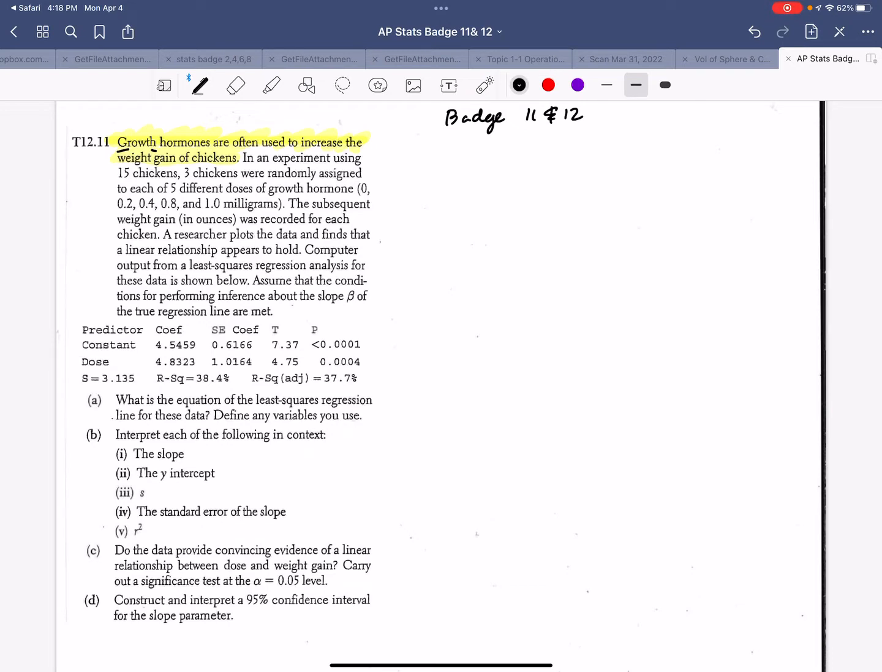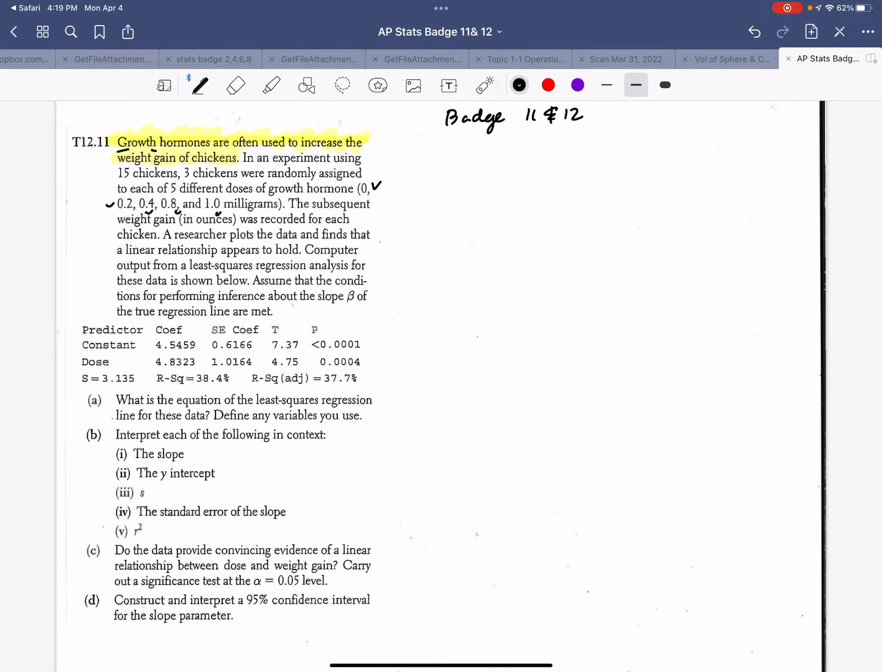So in this experiment, we used 15 chickens. 3 were randomly assigned each to 15 different doses of growth hormone. So each were given a different growth hormone. So it's kind of like each student was in a seat, each chicken was given a different level of growth hormone, so we could see if more growth hormone leads to weighing more. Okay, so the subsequent weight gain was recorded for each of the chickens.